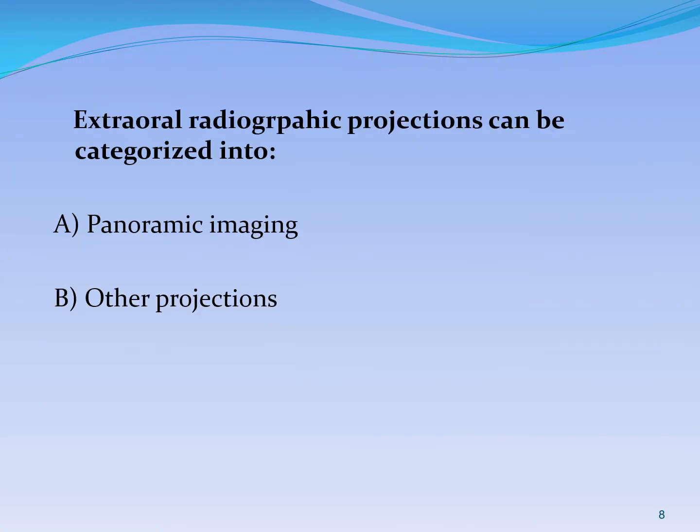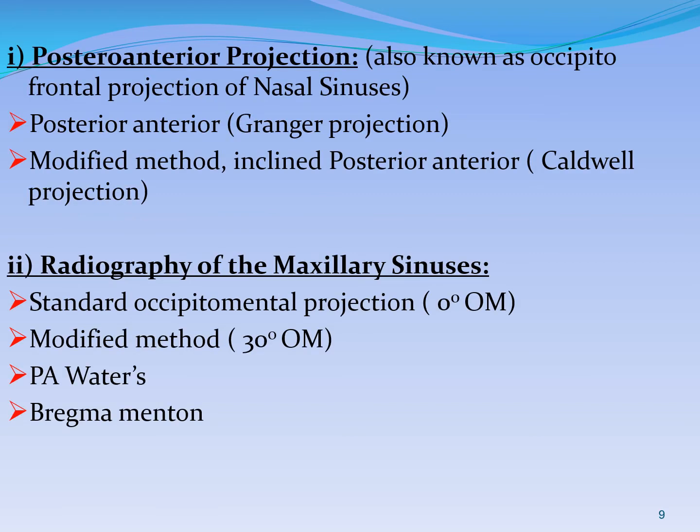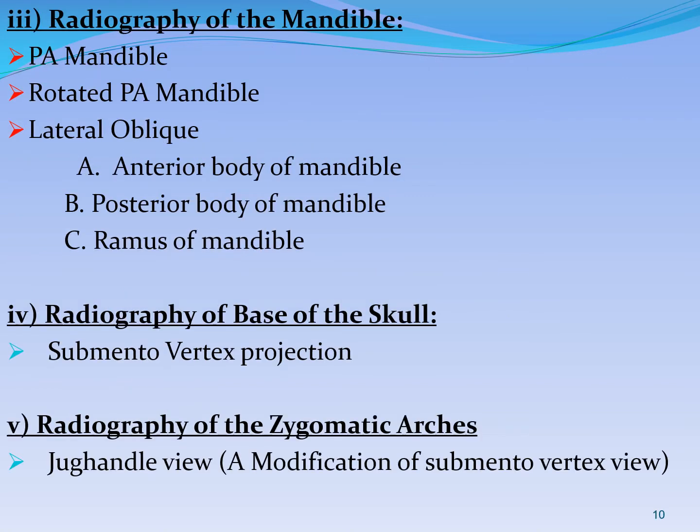Extraoral radiographic projections can be categorized into panoramic and other projections. Under that, we have posteroanterior projections, also known as occipitofrontal projection of nasal sinuses. Under that, you have the posterior anterior view or the Granger projection and the modified view. Radiography of the maxillary sinus, we have the standard occipitomental projection, which is the 0-degree OM view, the modified method 30-degree OM view, PA Waters view, and the Bregman-Menton view.